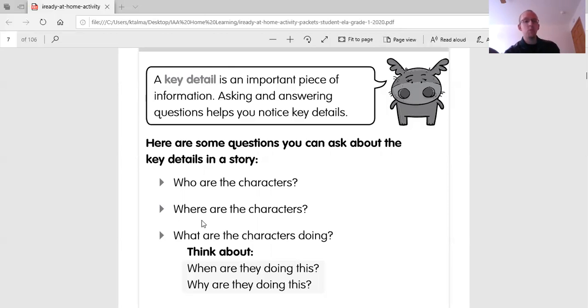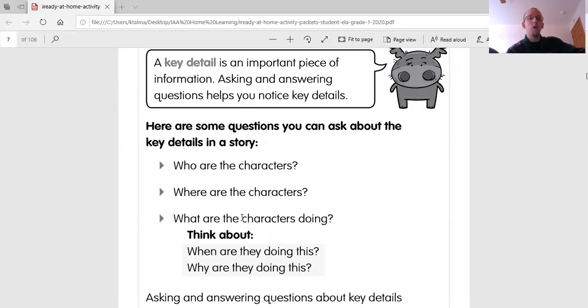The next question says, where are the characters? Where is asking about the setting. So where the story takes place is the location. Are they at the park? Are they at the zoo? Are they in a pool? Are they at home? Are they at school? Where are they in the story?